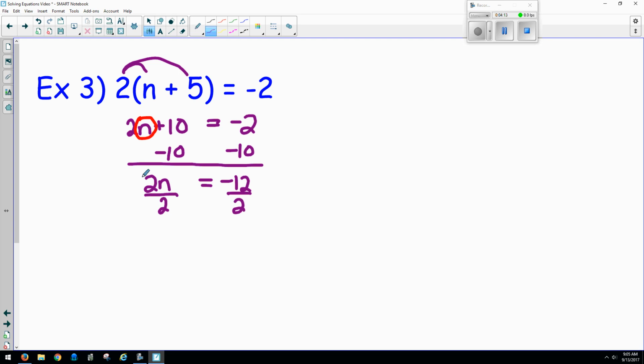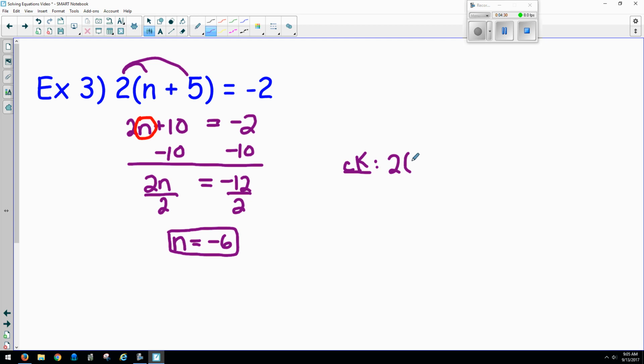And then right now I'm multiplying the 2 by the n, so I'm going to do the opposite of multiplication, which is division. I'm dividing both sides by 2. So n equals negative 6. Let's do the check.